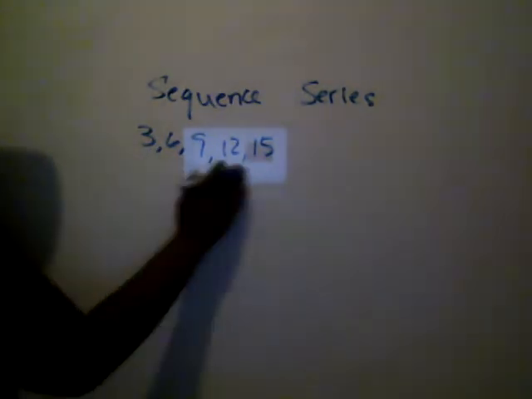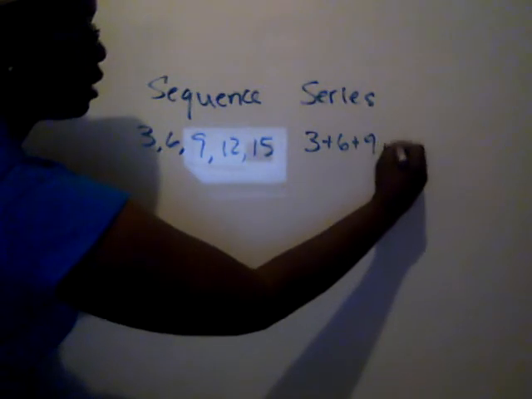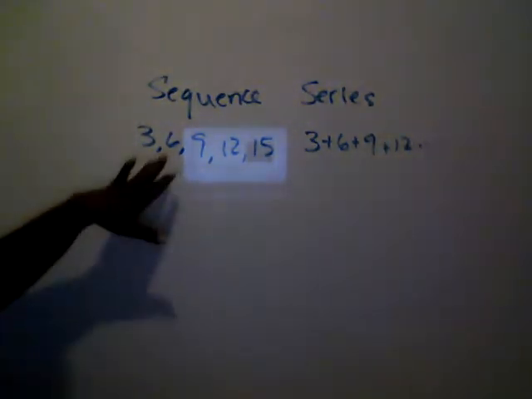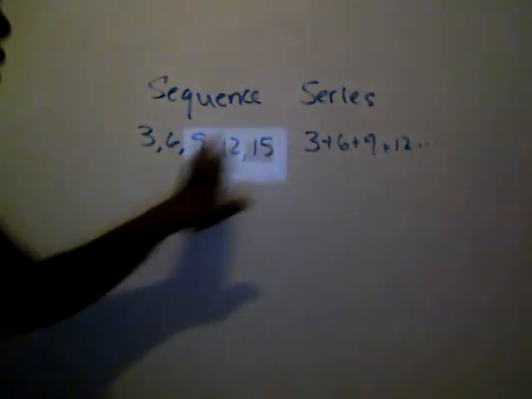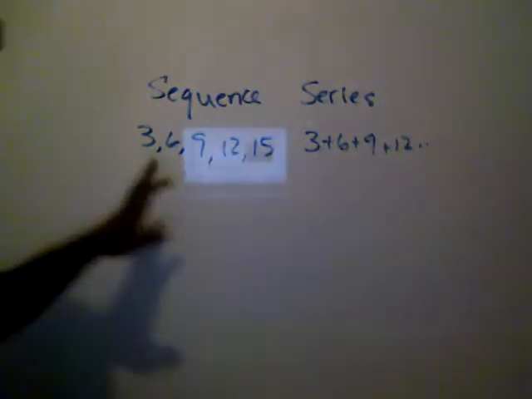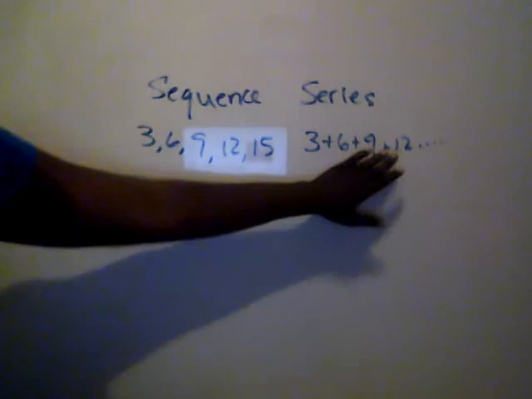So if we were to take this sequence and write it as a series, it'd be 3 plus 6 plus 9 plus 12 and so forth. So it's just a really small distinction. Same idea for this: for sequences and series, we can look and find the differences and figure out that we're adding 3 each time. It's just the way that we show them is a little bit different. Sequences have commas, series may have pluses or minuses.